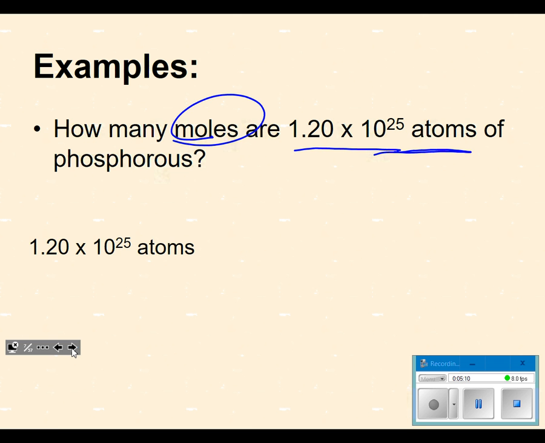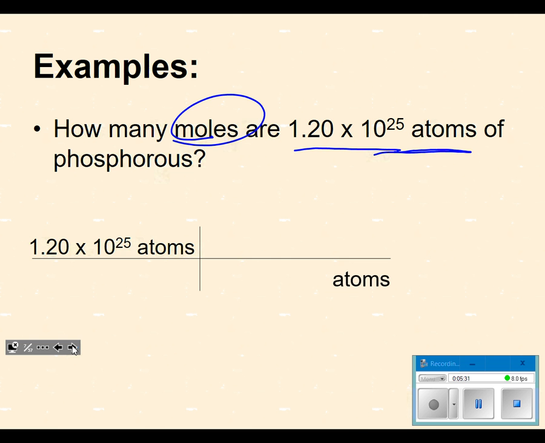So when we start our dimensional analysis, we start with what we're given: 1.2 times 10 to the 25th atoms. We set up our little T-bars. Somebody the other day called them train tracks, so I guess that's a good way to look at them too. But if atoms is on top, then our next conversion needs atoms on the bottom.